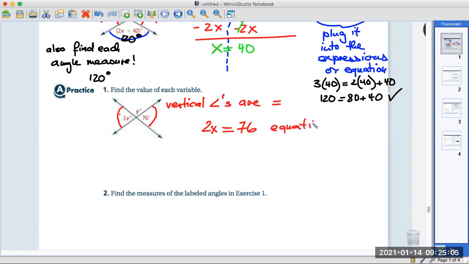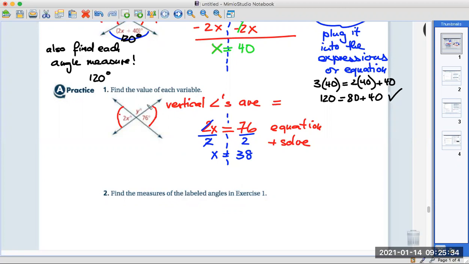And now you solve it. When you solve it, you just want to isolate your x. So you've got two sides, left side, right side. Whatever you do to one side, you've got to do to the other side. I'm dividing by 2 on both sides. Division property of equality. So we have x is 38.